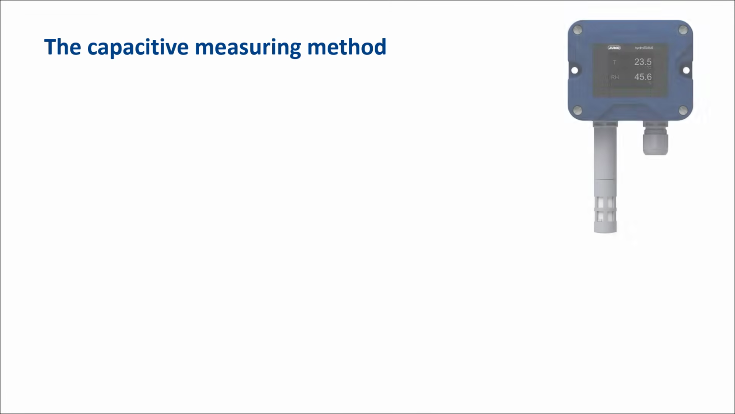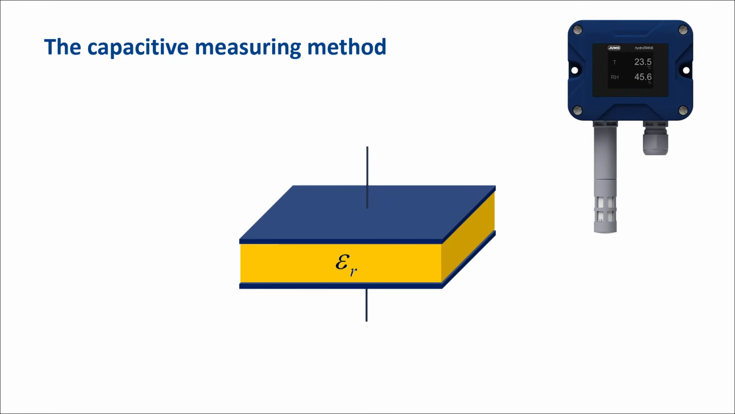In most cases, the capacitive humidity measurement method is used. In principle, a capacitive humidity sensor is a capacitor whose dielectric consists of a hygroscopic polymer layer. The dielectric absorbs or releases moisture according to the humidity of the ambient air until a state of equilibrium is reached. The moisture content influences the dielectric constant of the polymer material. The capacitance of the capacitor changes. The following electronics determines the humidity from the measured capacitance.